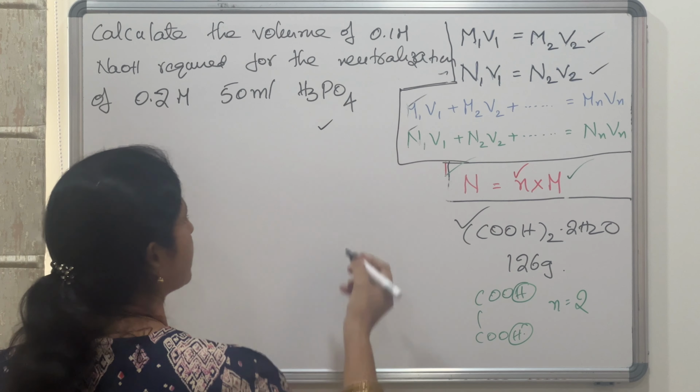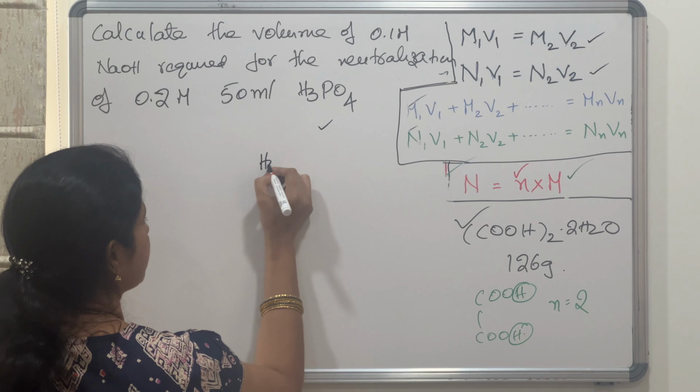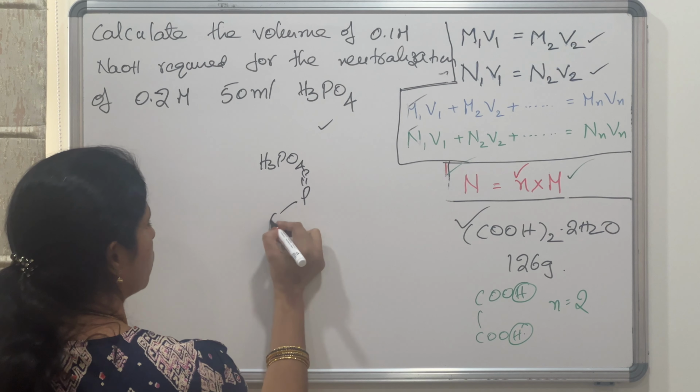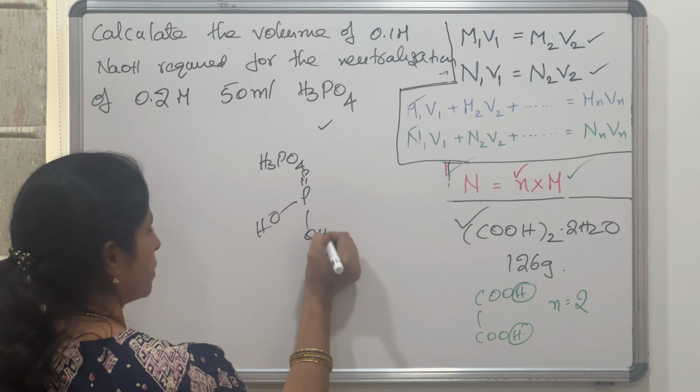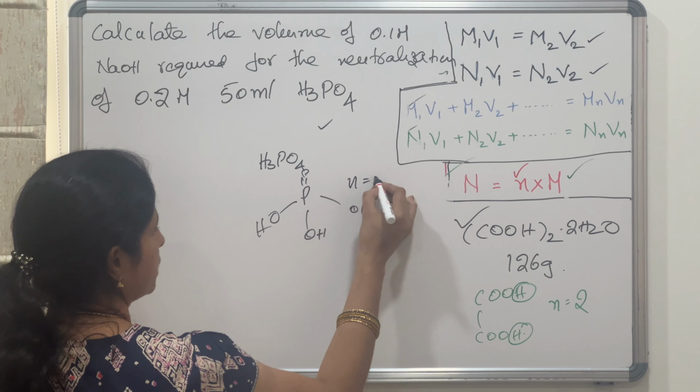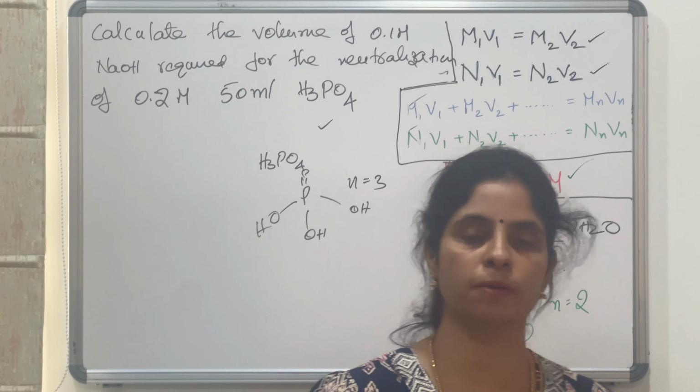Now I will give you a hint. What is the n factor for H3PO4? It is P double bond O, OH. From the structure, how many replaceable hydrogens? n is equal to 3. So you can solve this problem very easily.